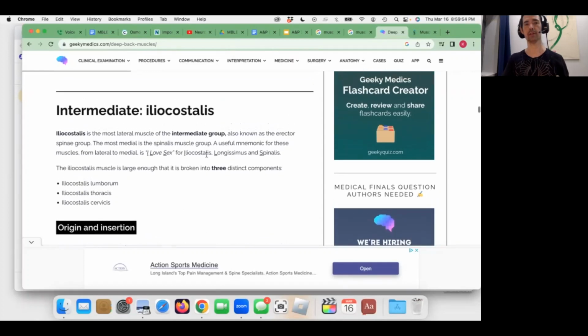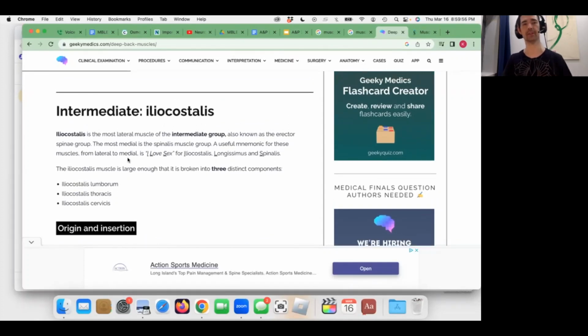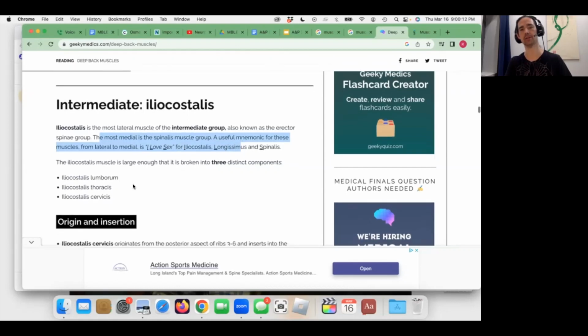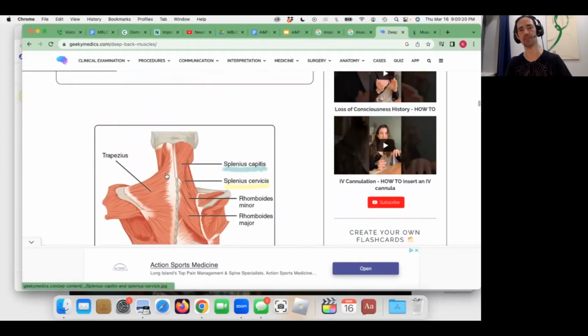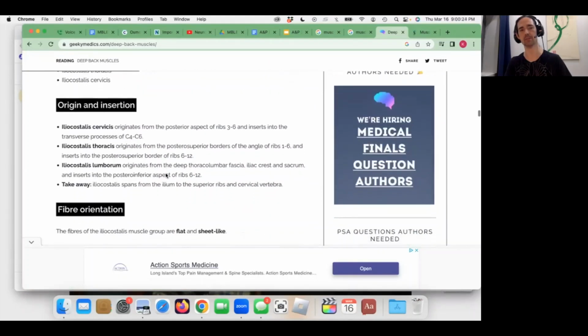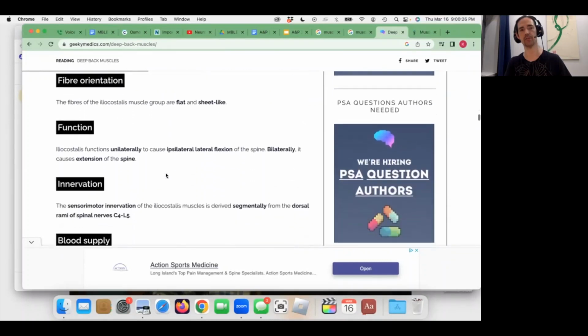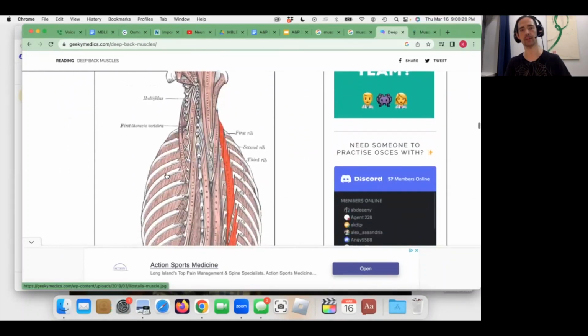Here's a clever thing to remember from lateral to medial. The most medial is the spinalis group. A useful mnemonic for these 3 muscles from lateral to medial is I love sex, ILS: iliocostalis, then longissimus, and then spinalis. And those muscles are part of the middle layer.